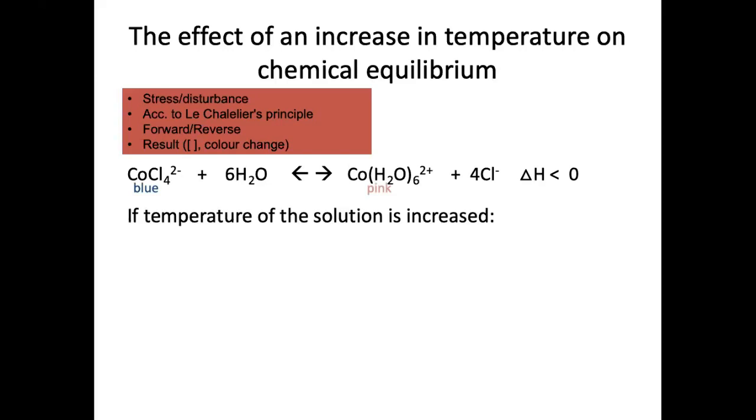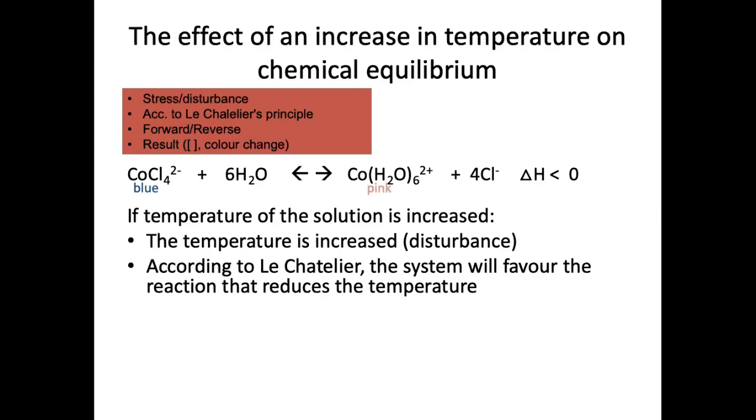So let's see what is the disturbance that we're going to create in this case. So if the temperature of the solution is increased, right? So write down, what will the disturbance be? The disturbance will be an increase in temperature. Then what do we know? If the disturbance is an increase in temperature, according to Le Chatelier's principle, the system will want to reduce the temperature, to favor the reaction that reduces the temperature.